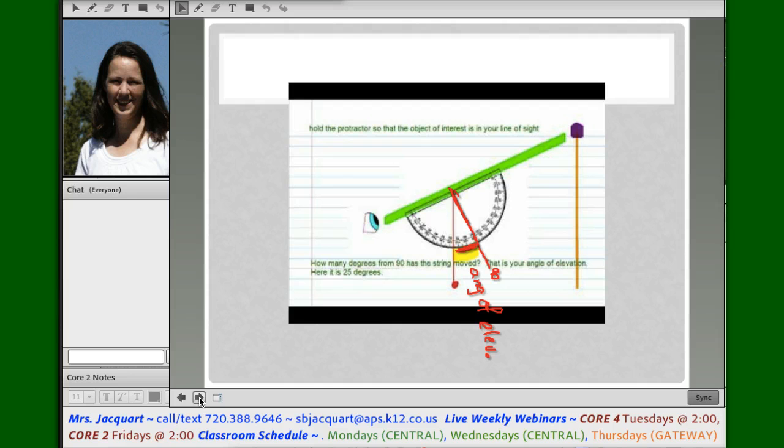Okay, and so this is how a clinometer works. You're looking from, this is 90 degrees, this first line is 90 degrees, and then when you have the washer on a string, it's going to drop, and from 90 degrees down to wherever your string is, that's the angle of elevation.